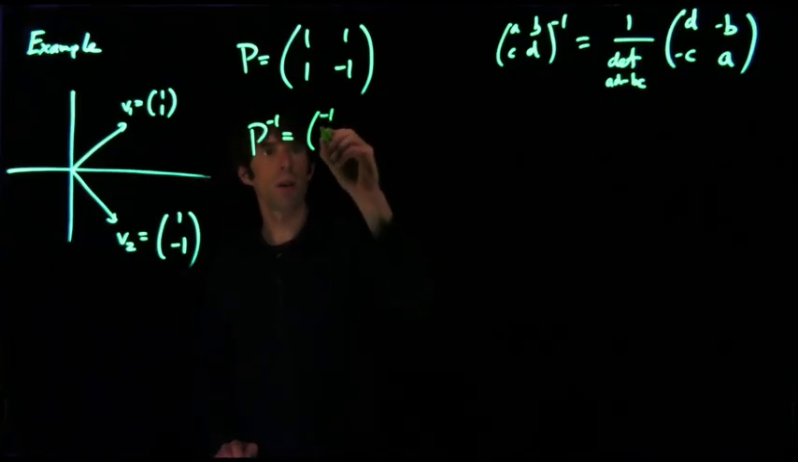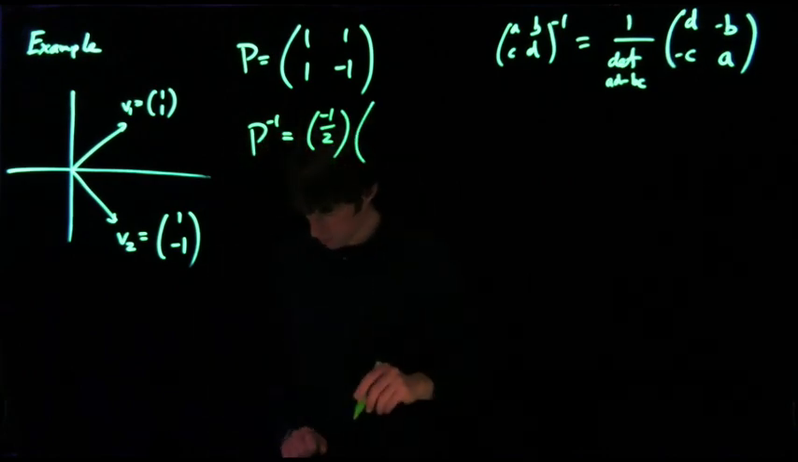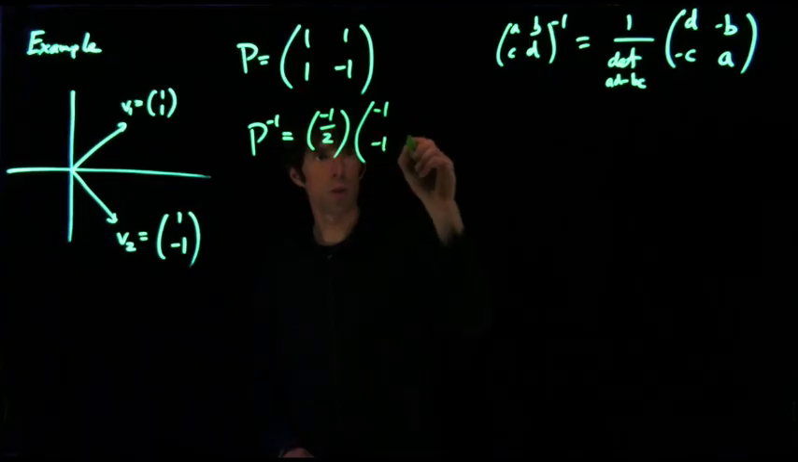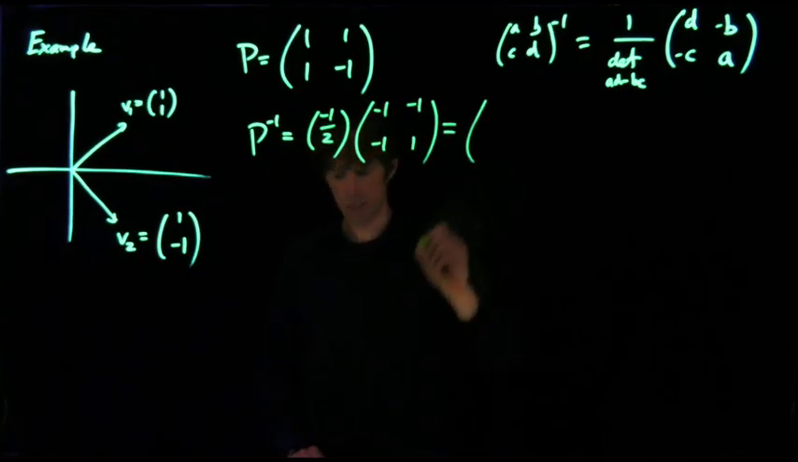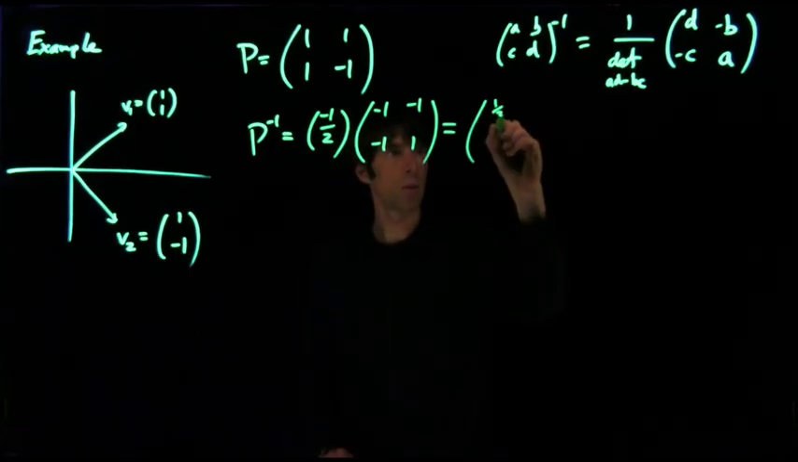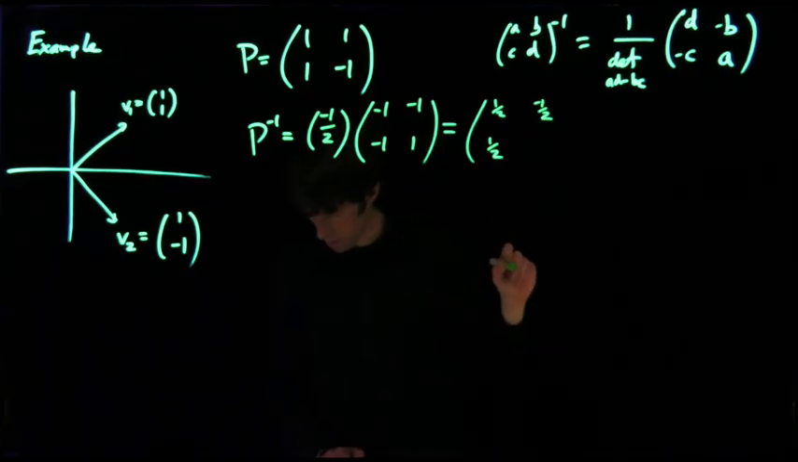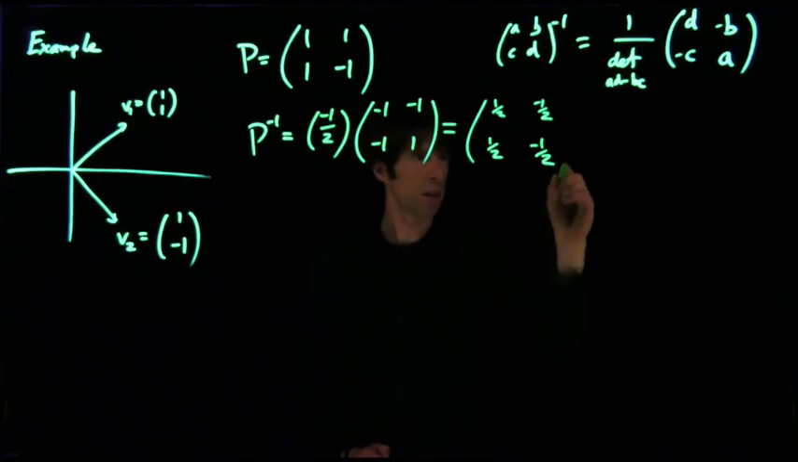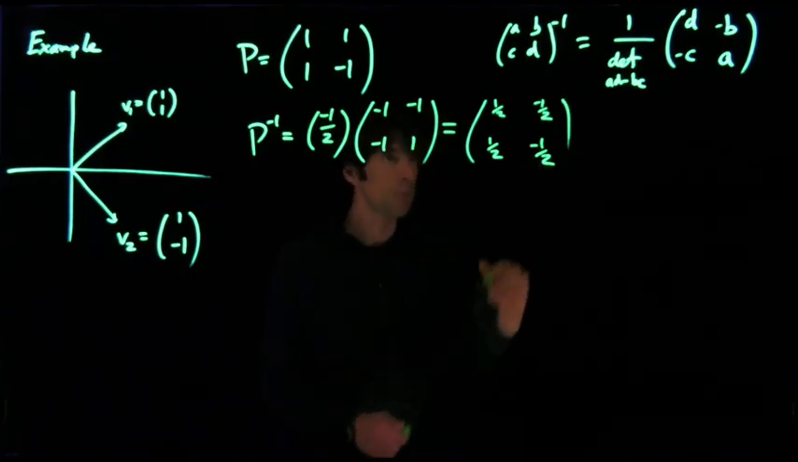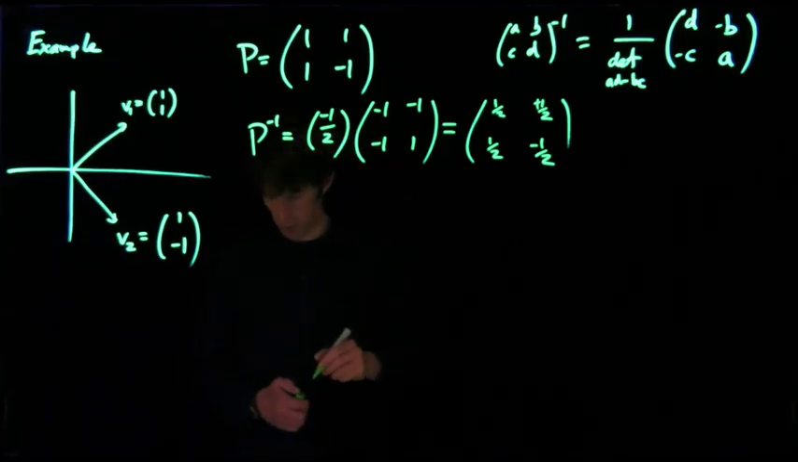So we get minus 1/2 times minus 1, minus 1, and then minus 1 and a 1. So this works out to be 1/2, 1/2, minus, oh, no, that's a plus there. The minus 1/2 goes there, plus 1/2. OK, so there's my inverse matrix.